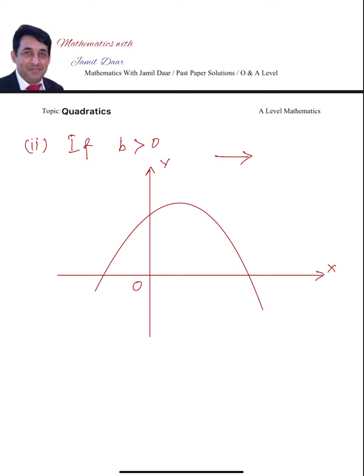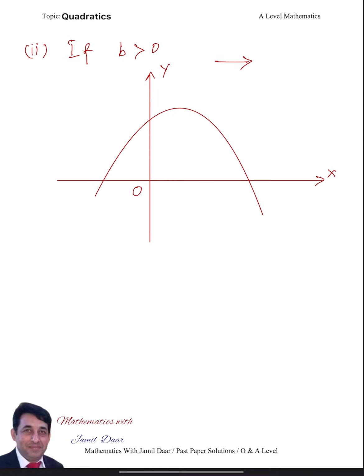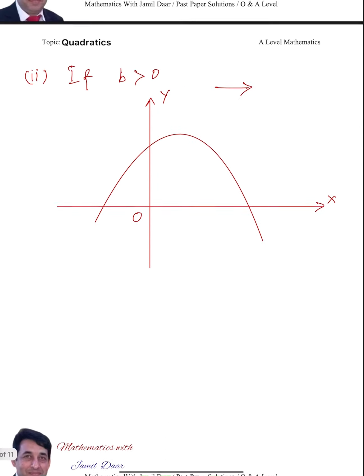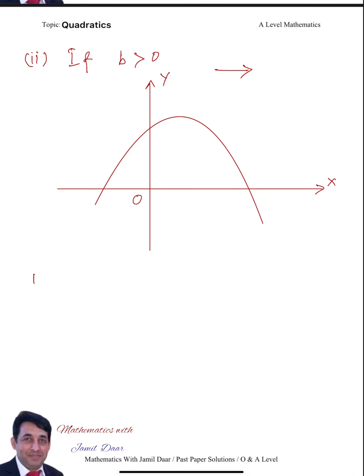And if b is less than 0, the graph will move towards the left side, and it would be like this.